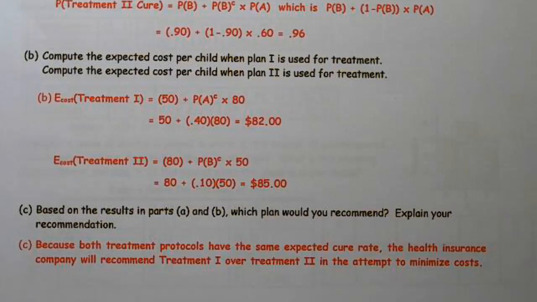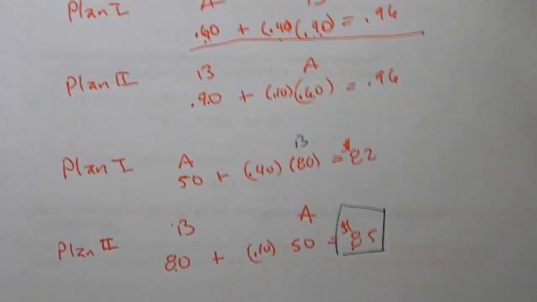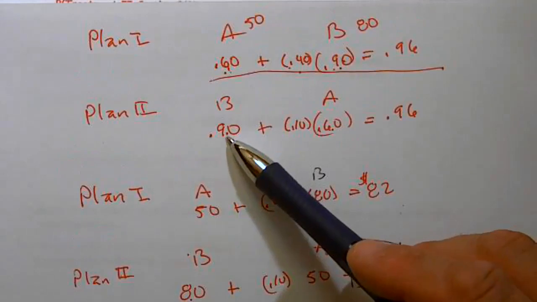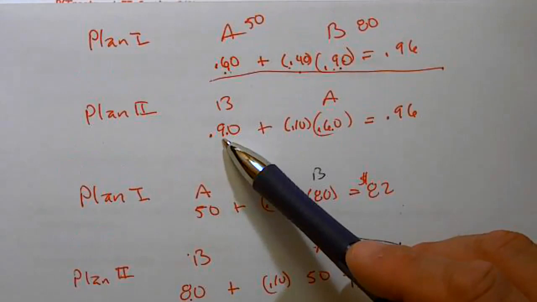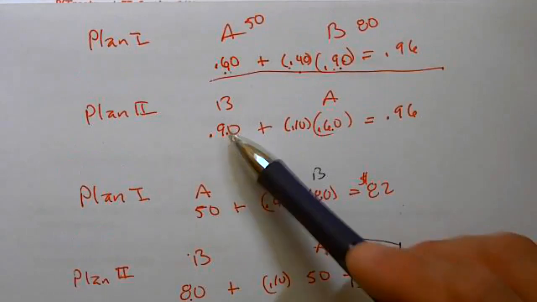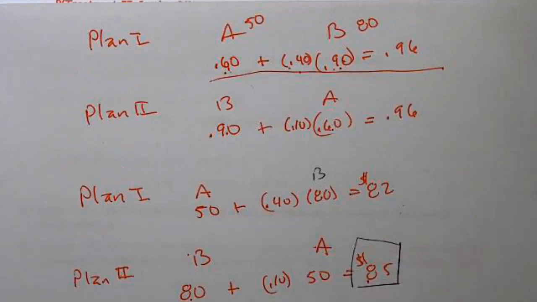Now, if I were a parent, I know earaches are extremely painful for kids. And I know that drug B has a 90% cure rate. So I would probably go with drug B because I can administer it, and 90% of the time they're going to get well the first week. That's a much faster cure time than with Plan 1. But from a cost standpoint, which is where the insurance company is coming from, I'm going to recommend Plan 1.